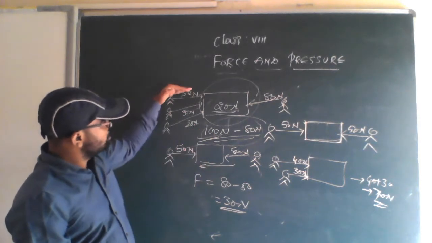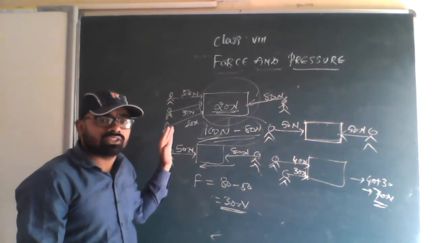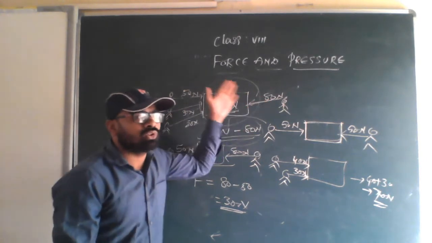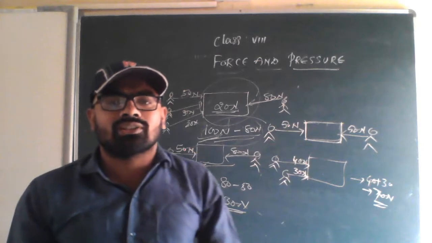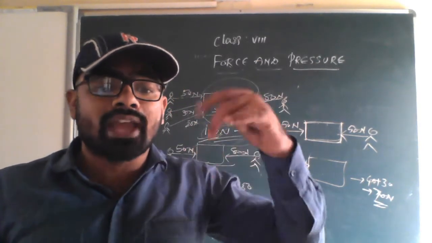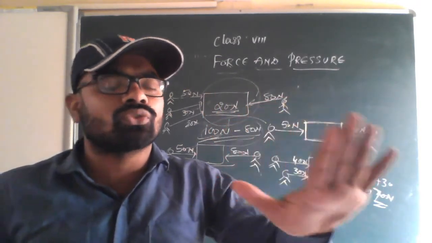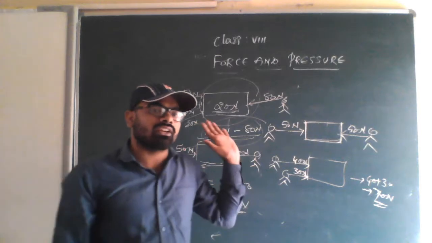Why? These three are in the same direction, so they must be added. This 80 Newton is opposite. So we must do 100 minus 80. So net force is 20 Newton. That is why the statement comes: in general, more than one force may be acting on an object. However, the effect on the object is due to the net force acting on it. So the effect is the net force.